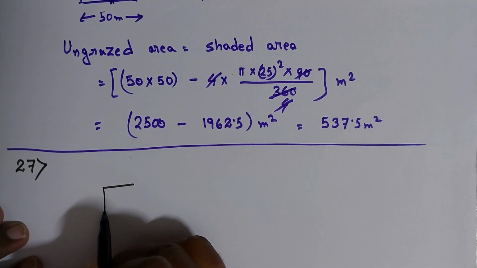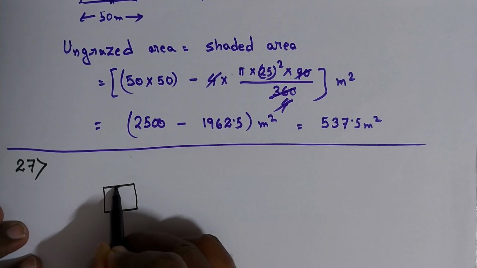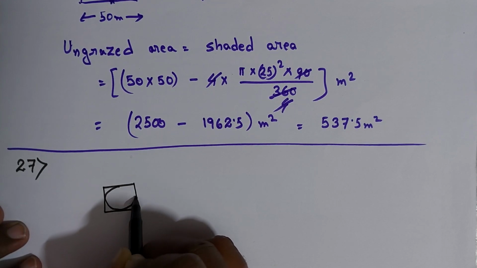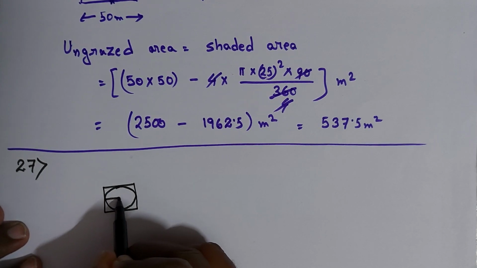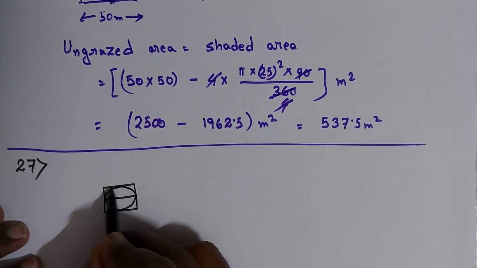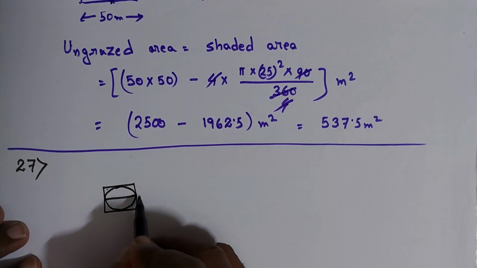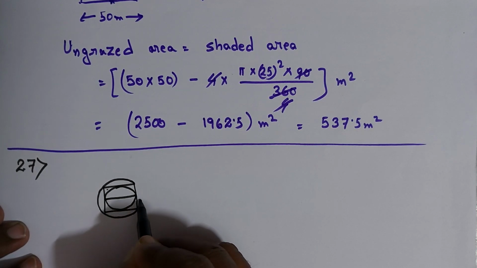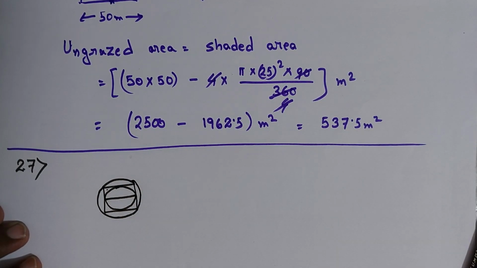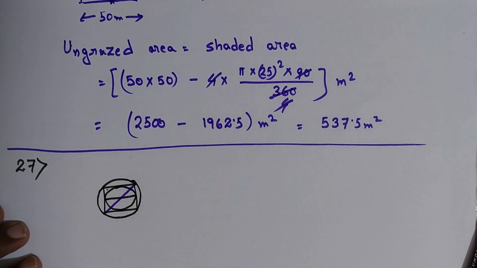This is the square. So inscribed circle means the circle inside it. This is the inscribed circle. Here you can see the diameter of the circle is equal to the length of the square, and for the circumscribed circle, the diameter is the diagonal of the square.